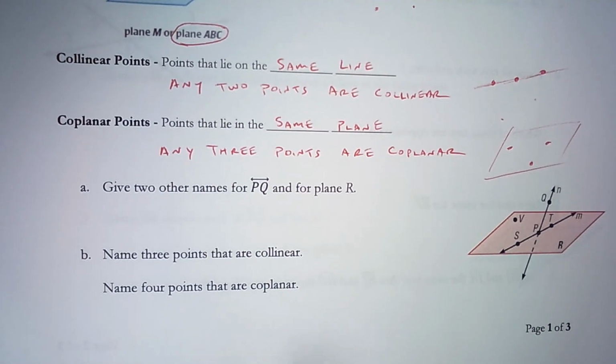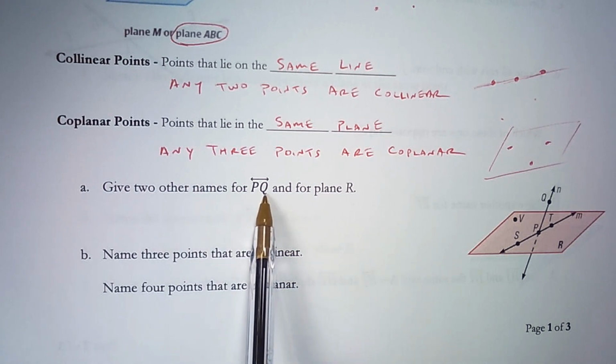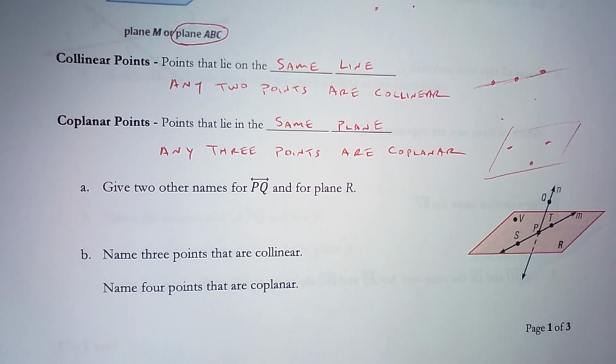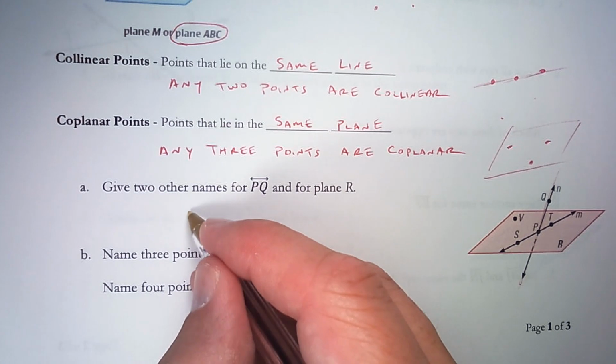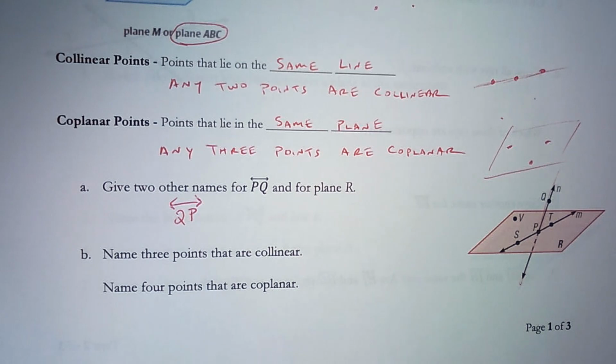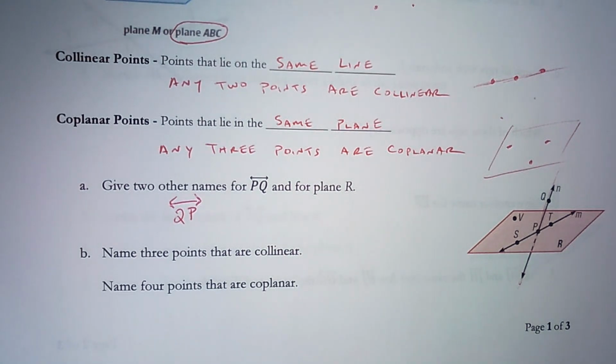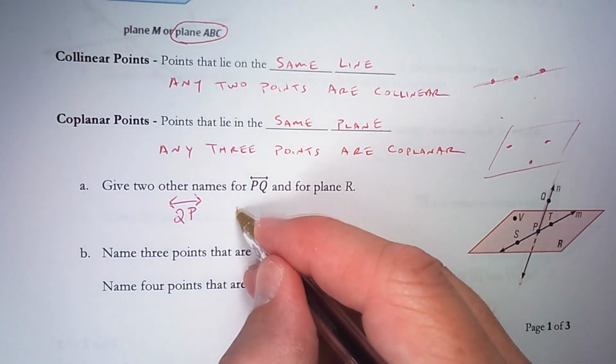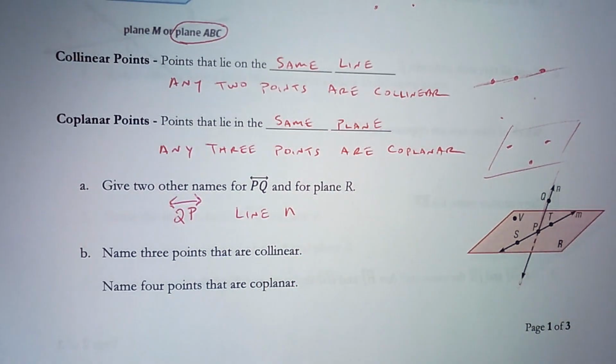Okay, so we are going to do some practice here now. Give two other names for line PQ. So line PQ, that's a line that has points P and Q on it. That's this one here. So for line PQ, I can name it like this: line QP. I can always turn the name of a line backwards and it names exactly the same line. It also has a label at the end of it, that's N, so I could call this line N.